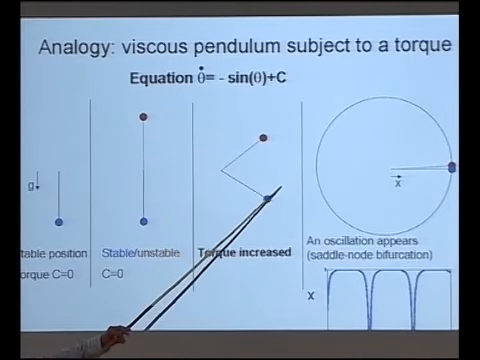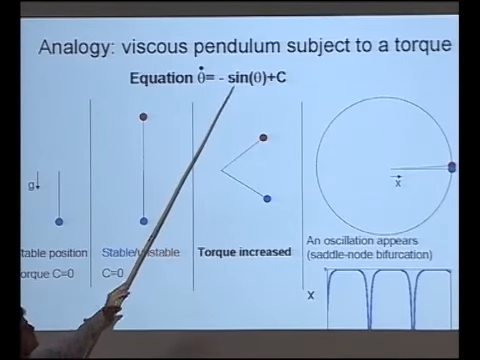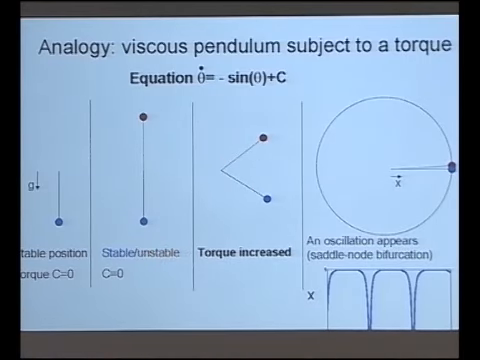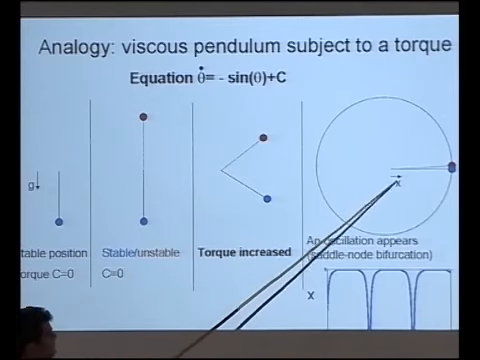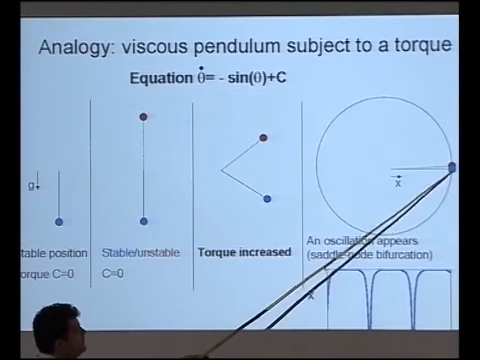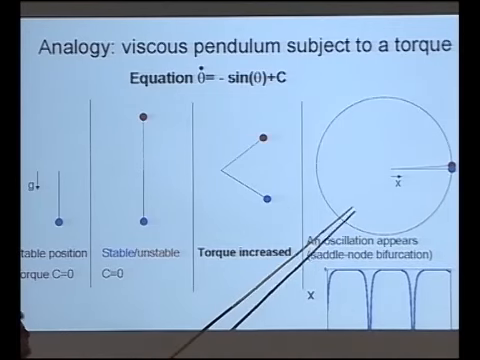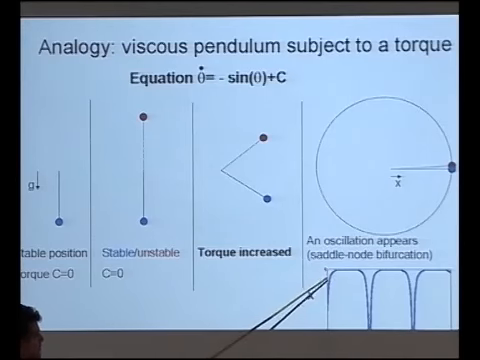And when I increase the torque, the stable solution goes in that direction, and the unstable solution goes in that direction. That continues, they get closer, until C is equal to 1. When C is equal to 1, they collide. And if C is larger than 1, they have disappeared. So that's a bifurcation called a saddle-node bifurcation, that describes how a stationary solution evolved into a cycle of finite amplitude. Saddle-node bifurcation.